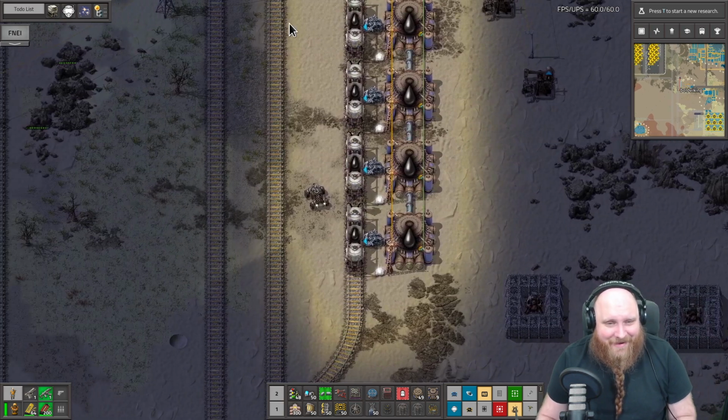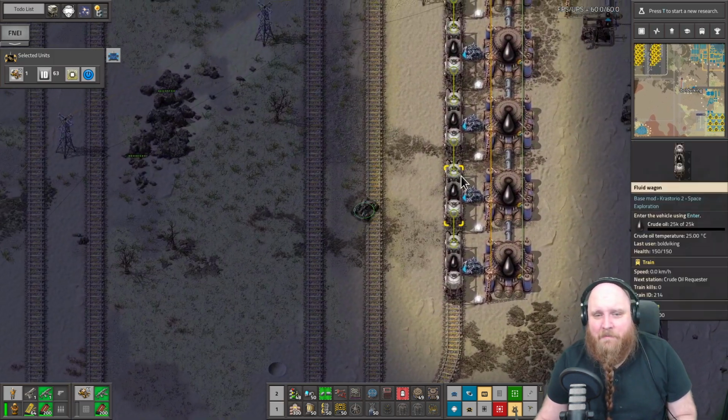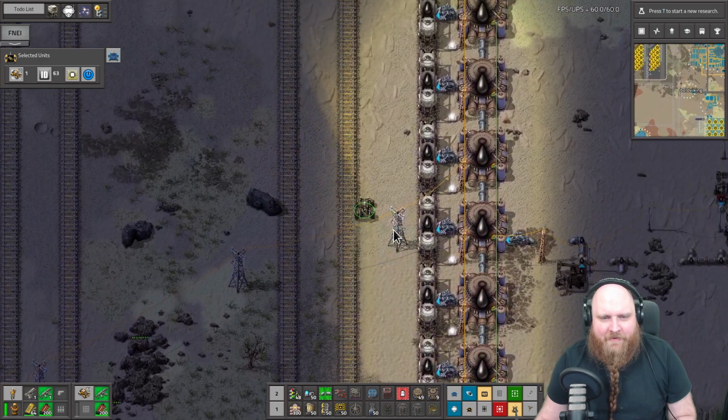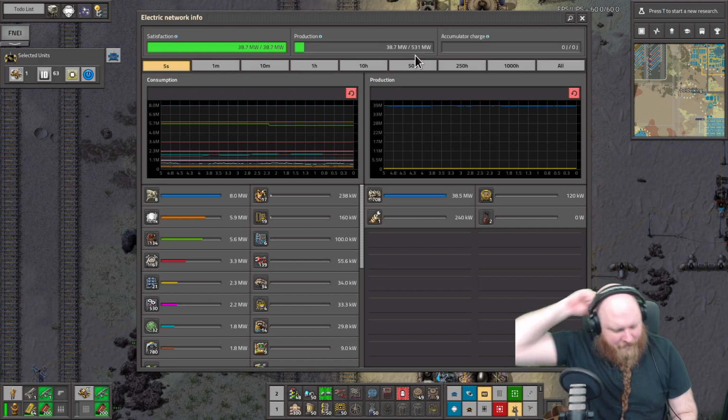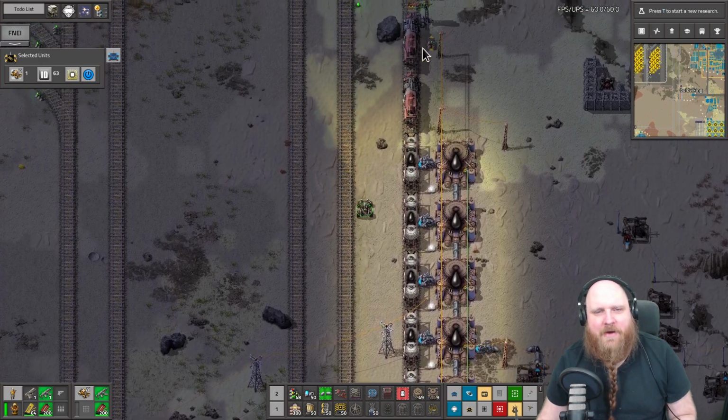But the oil power plant is working. Let's have a look at our power capacity. Yeah, we good. We are very, very, very good for power.